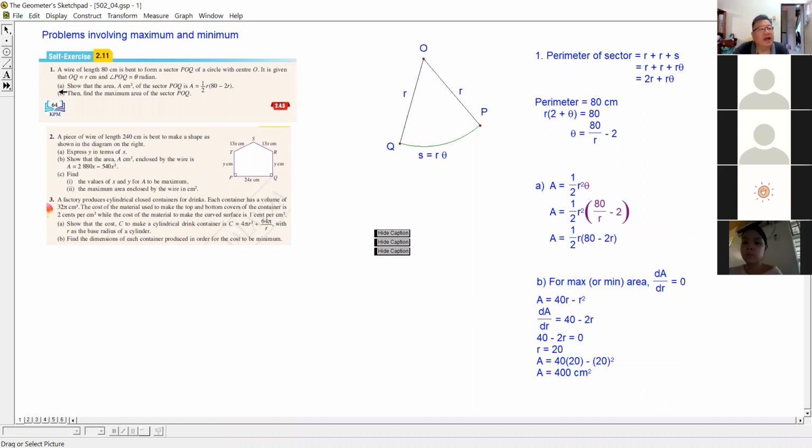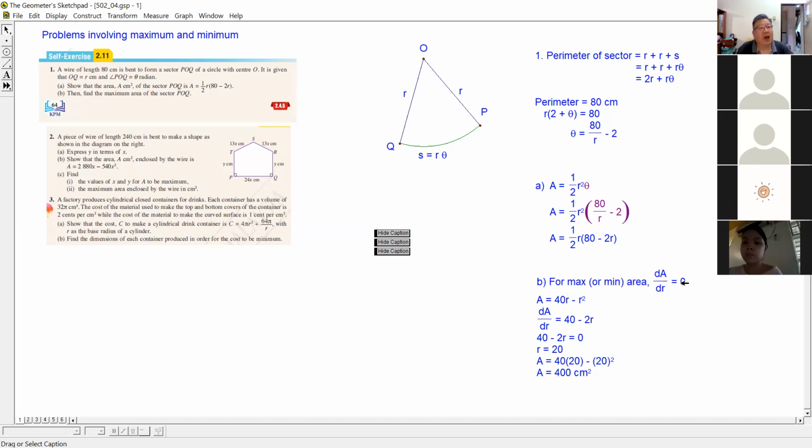Now the second part, B. Find the maximum area of the sector OPOQ. Now, this is the formula for the area. If you want to find the maximum area, that means you have to find the maximum A. For maximum, or in other cases if they ask you to find minimum, dA over dr equals 0, because the maximum point is the turning point.